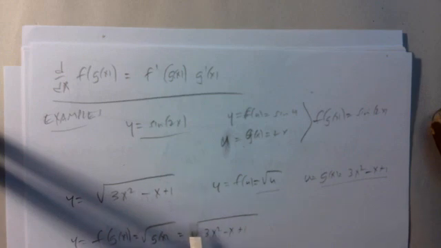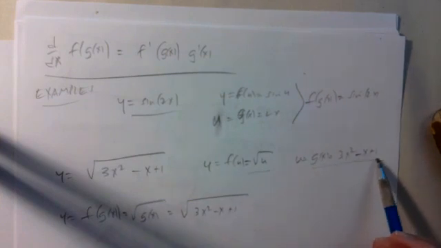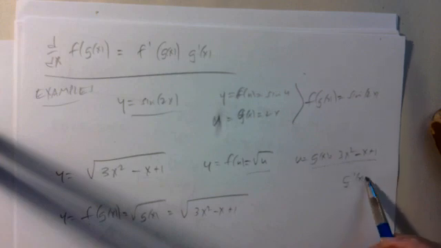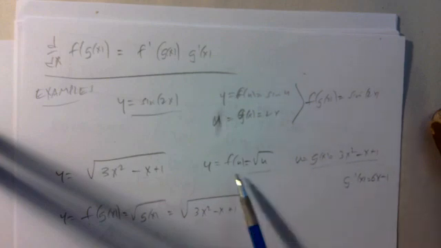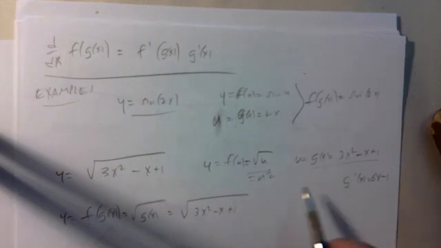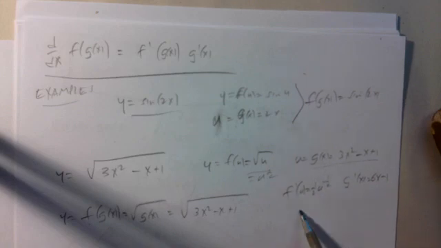Now, in this example, let's find the derivative. g of x is 3x squared minus x plus 1. So g prime of x is the derivative of this polynomial, 6x minus 1. f of u is the square root of u, which is u to the 1/2. So f prime of u is 1/2 u to the minus 1/2, or 1 over 2 times the square root of u.